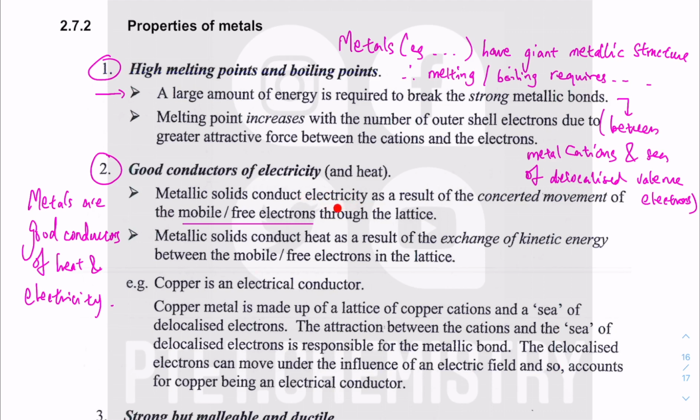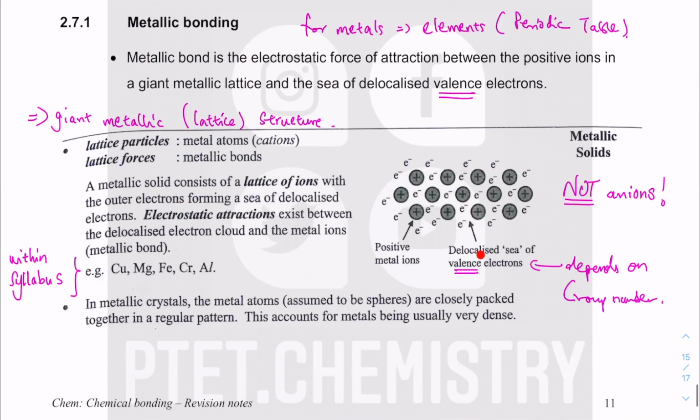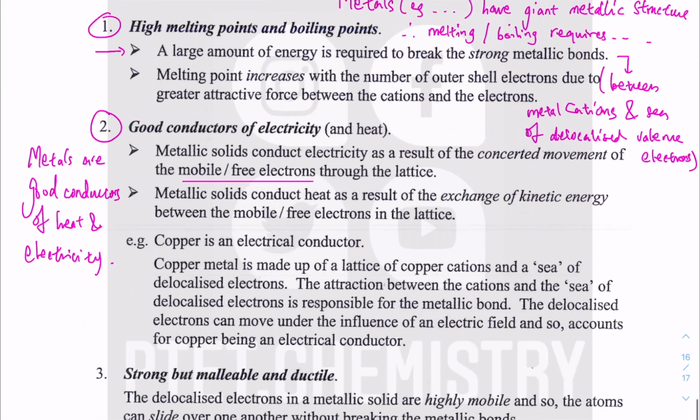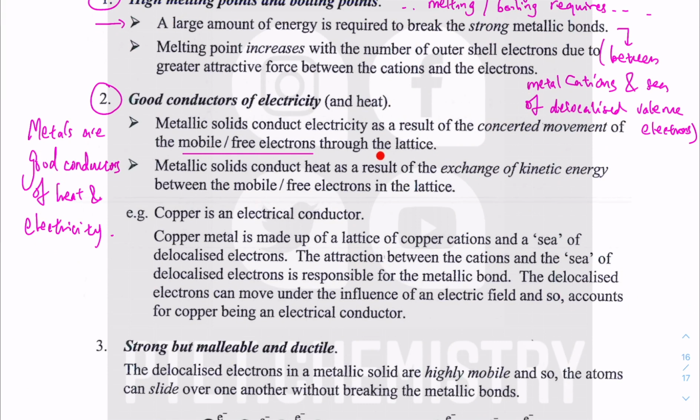Electricity is to do with current. Current is a flow of electrons. If your electrons are free or mobile to move around, because they are delocalized and not localized, they are free to move around, they are mobile, therefore they can conduct electricity.